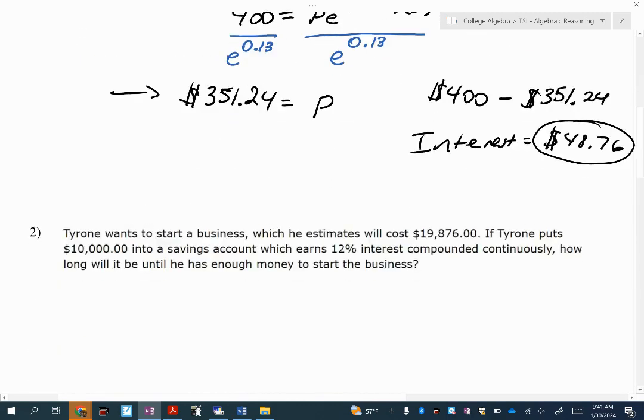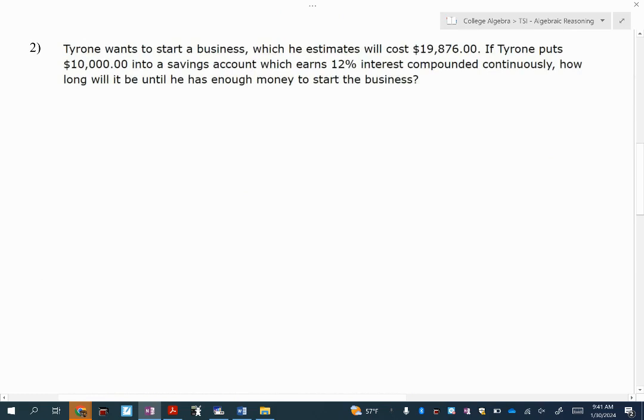All right, let's do number 2. Tyrone wants to start a business, which he estimates will cost, wow, that's a lot of money, $19,876. If Tyrone puts $10,000 into a savings account, which earns 12% interest compounded continuously, so I'm thinking, PERT. Not sponsored. That's right. Hashtag.